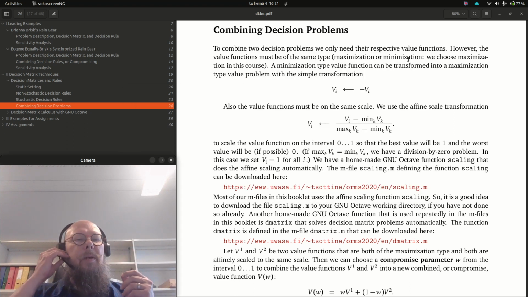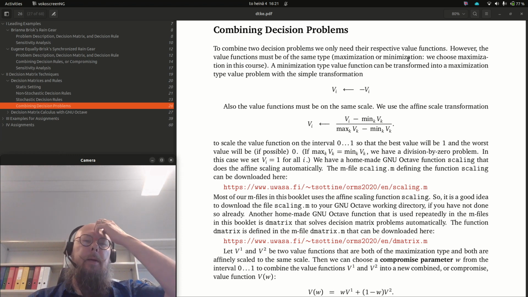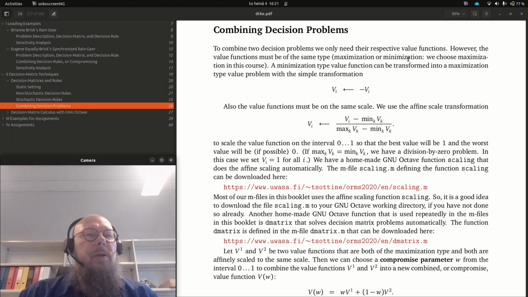So, welcome back to this decision analysis under uncertainty lecture notes. And now we are in the final section of chapter 3, decision matrices and rules. In this section, we consider combining decision problems. So the idea is, why do we want to combine decision problems?